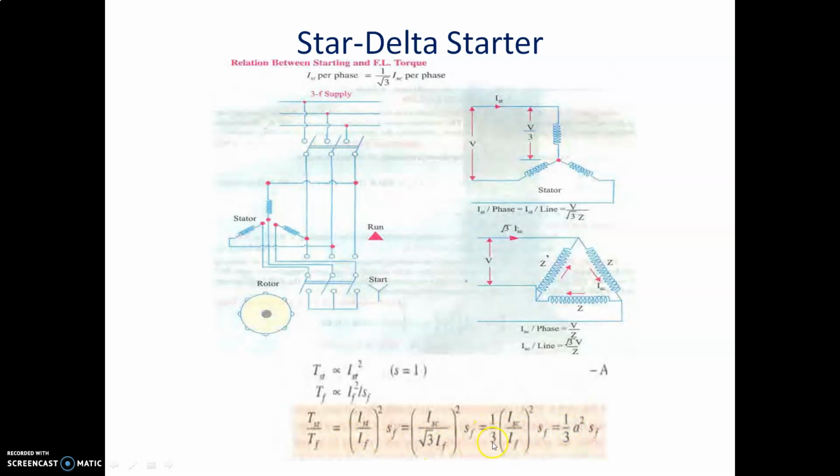So this root 3 we are taking out. So 1 by 3 ISC by IF the whole square into SF. So it is 1 by 3 A square SF. So 3 starters we have studied.